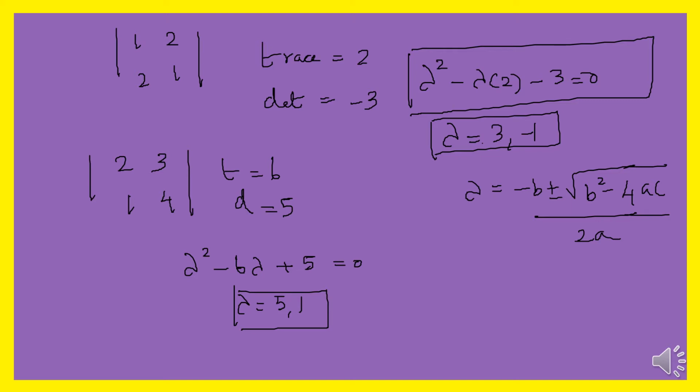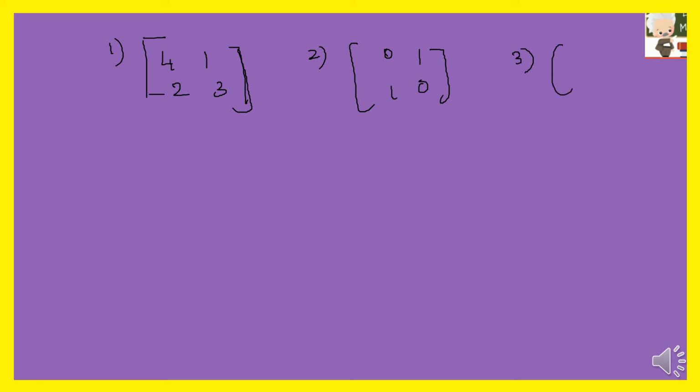So let me give you a few more examples as a task. Try to find those answers and you can post it in the comment section. So the questions are, first is determinant of 4, 1, 2, 3. Second, okay, let me write in the form of a matrix itself. Second one it is 0, 1, 1, 0. Third it is, I'll give some imaginary item.